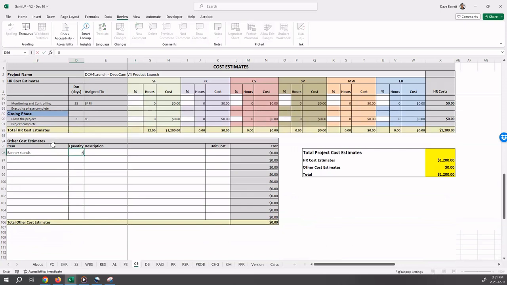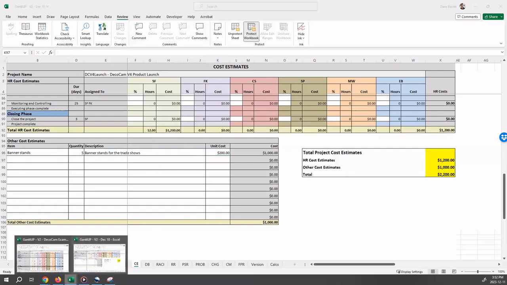There will be 5 ordered, and the longer description is banner stands for the trade shows. The unit cost is estimated at $200, and this results in a total cost for the banner stands of $1,000.